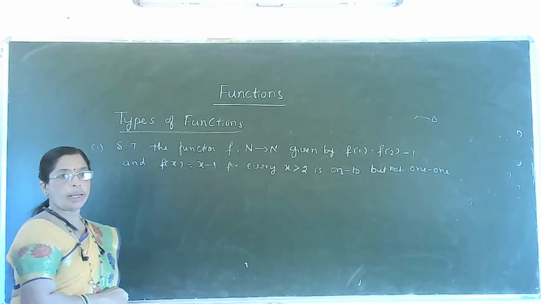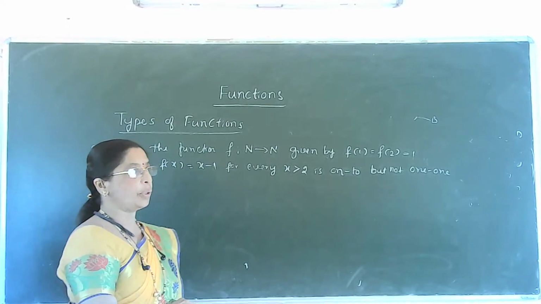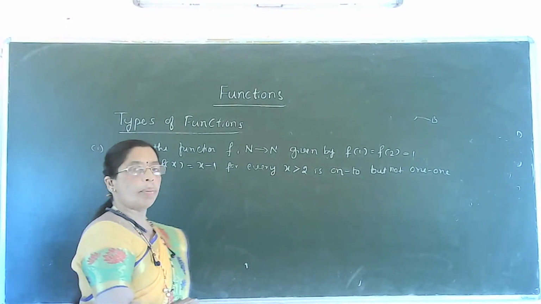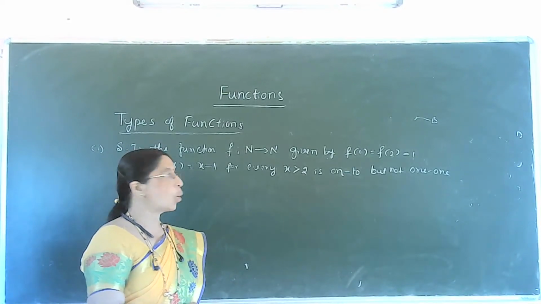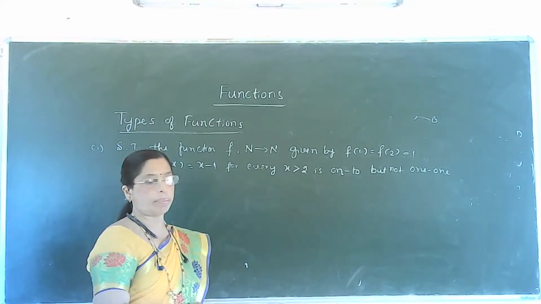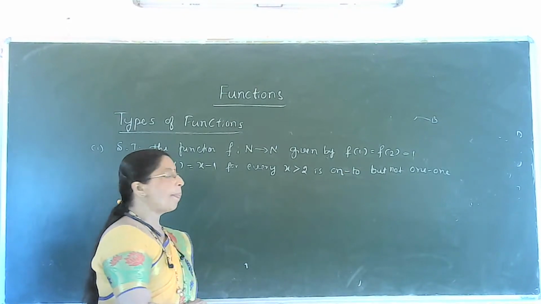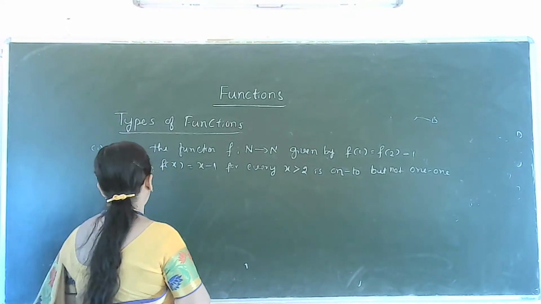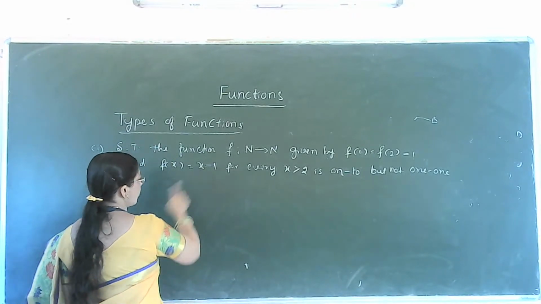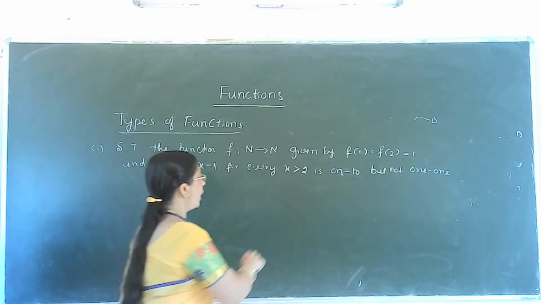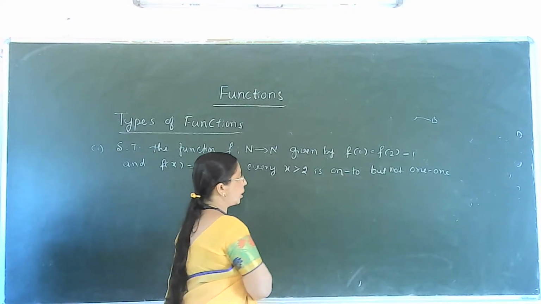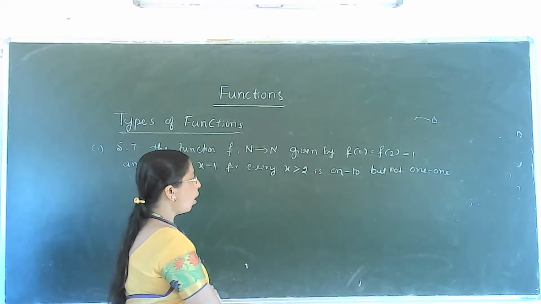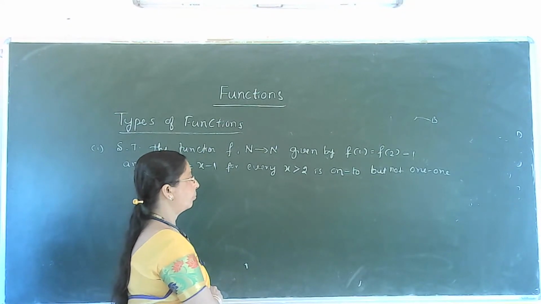Show that the function from N to N. Function from N to N means N is the natural number set, so the domain is the natural number set and the codomain is also the natural number set. Given by f(1) = f(2) = 1 and f(x) = x minus 1 for every x greater than 2, is onto but not one-one.